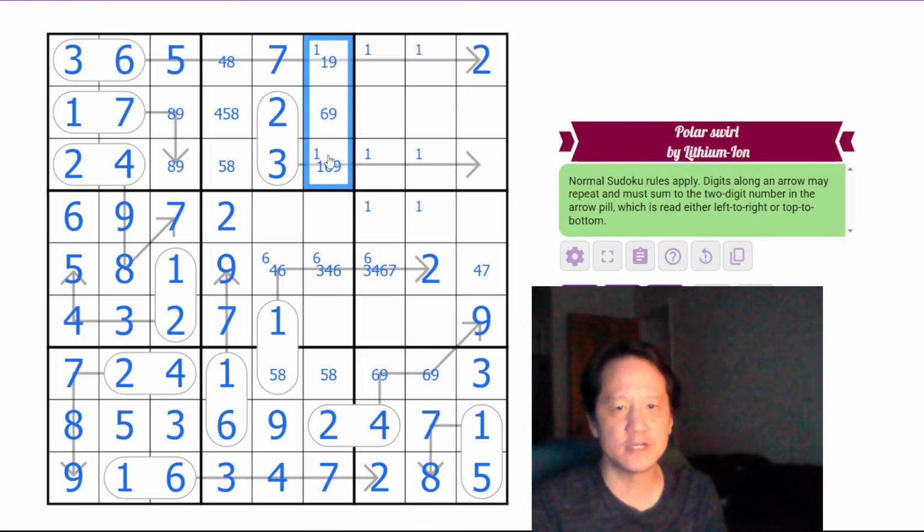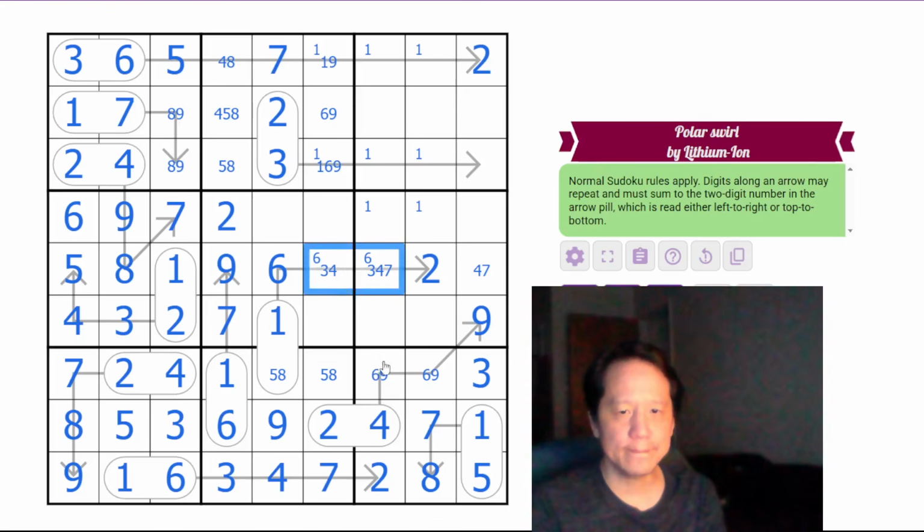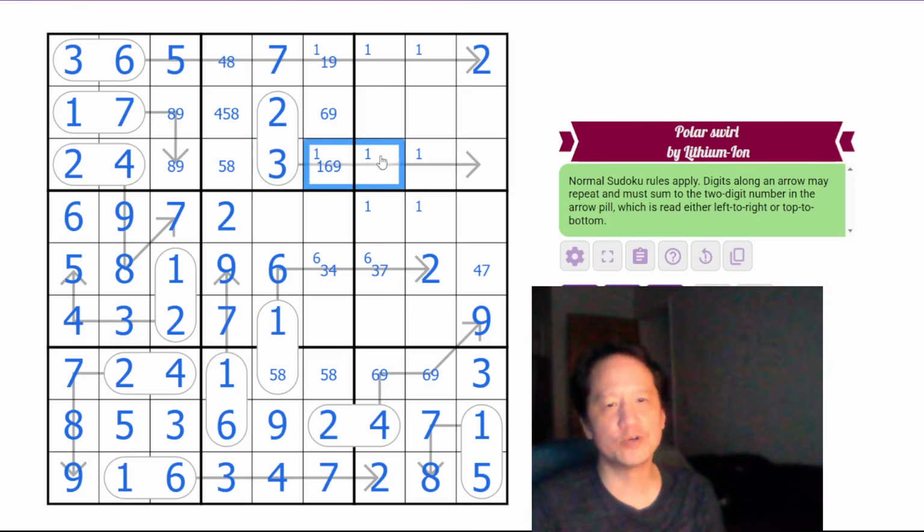This is 1, 6, 9 as a triplet, which eliminates 1, 6, 9 in the rest of the column. 4 eliminates 4 here. So this is 6. Again, there's no 6 here. 4 eliminates 4 here. So this adds up to 23.